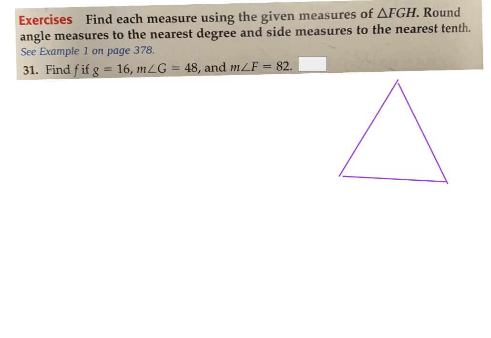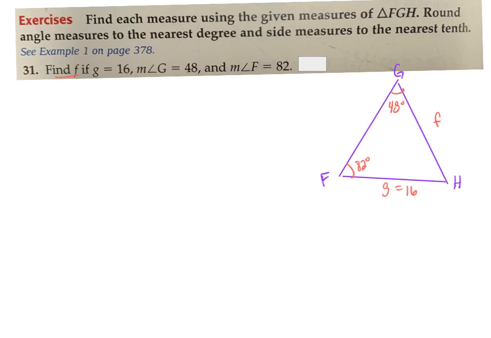So I have some triangle FGH, and I am going to label what I have and solve for what I need. They have given me the length of G. So G is going to be always opposite of the angle G. They have given me the measure of angle G, 48 degrees. They have given me the measure of angle F, 82 degrees. And they want me to find F.